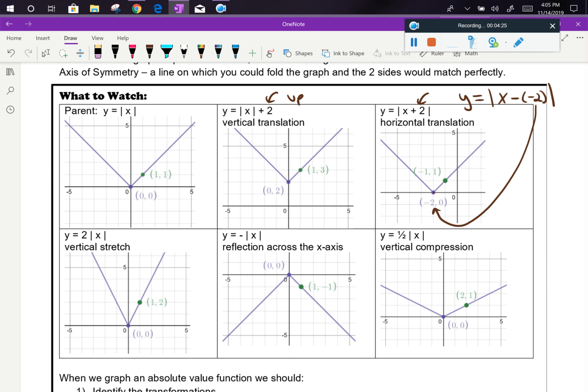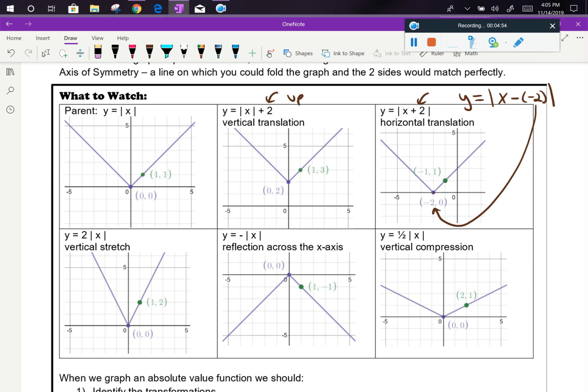Notice the shape of this graph is really the same as the parent function. It's just upside down. That's what we mean about reflecting across the x-axis. And finally, we have what's called a vertical compression. It's sort of the opposite of a vertical stretch. So instead of taking that point and stretching it up, we're thinking of squishing it down. I often think of it, it looks like something sat on my absolute value graph.